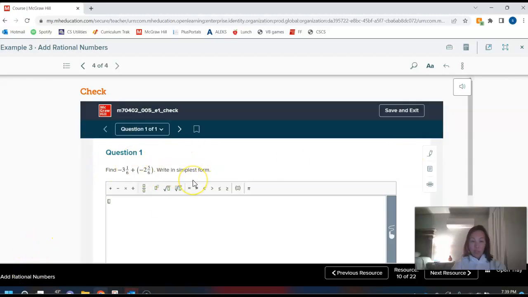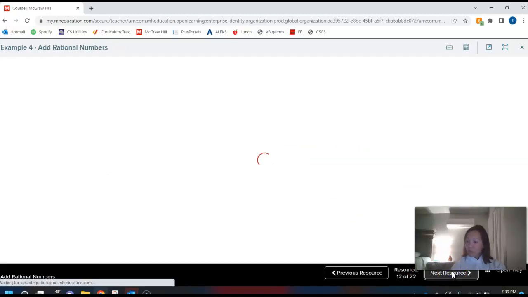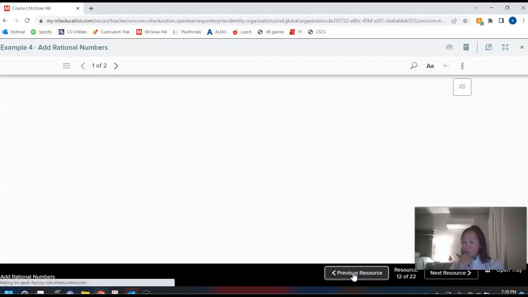So here it is right here. And see how you do. You'll first have to change it to an improper fraction, and then add the numerators, and then simplify from there. Okay, now that you've paused and done that, let's look at example 4 on page 188.